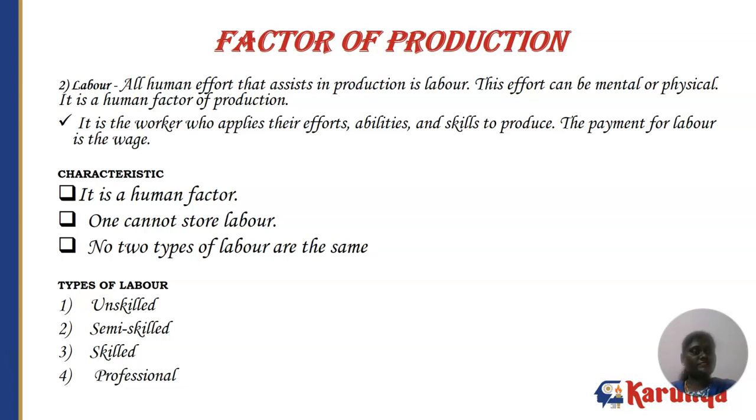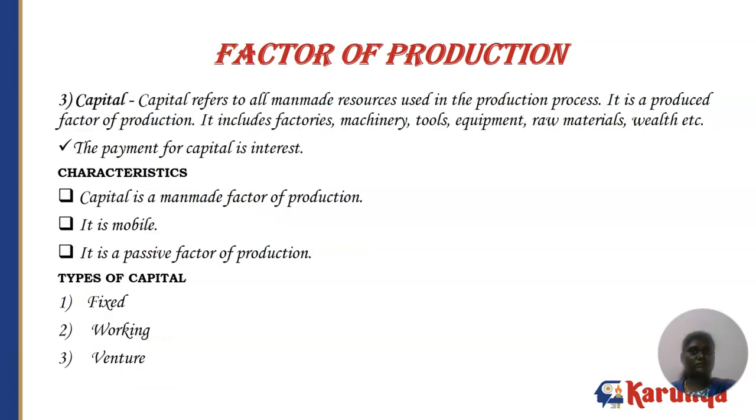The characteristics: it is a human factor. One cannot store labor. No two types of labor are the same, which means no labor is the same. Each labor has its own skills. And the types of labor are unskilled, semi-skilled, skilled, and professional labor.